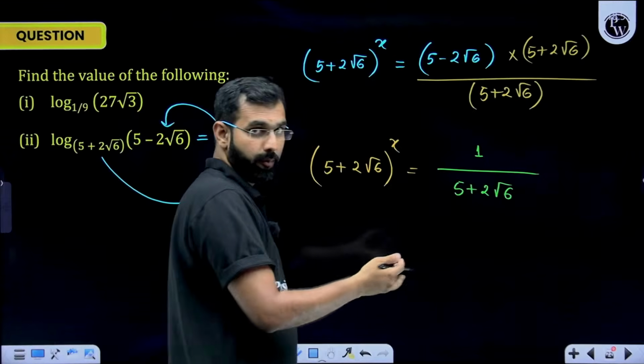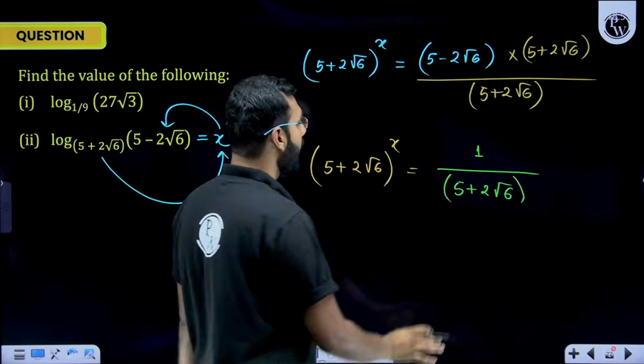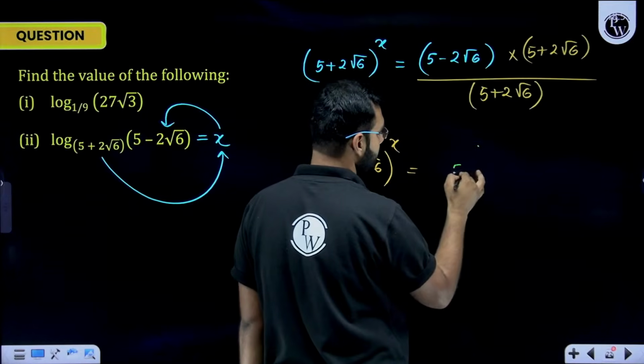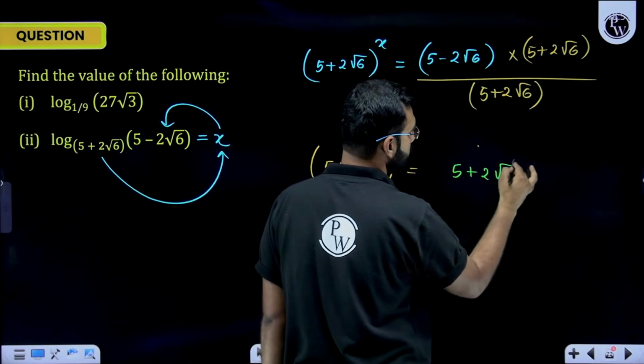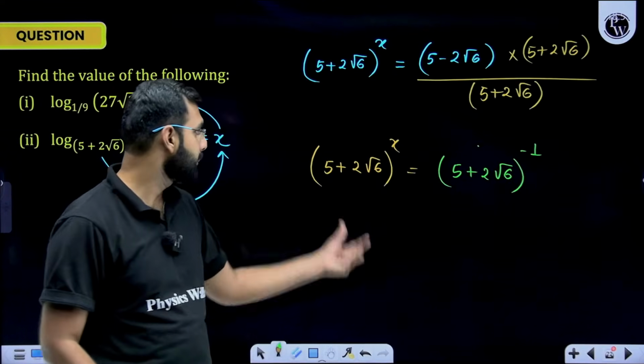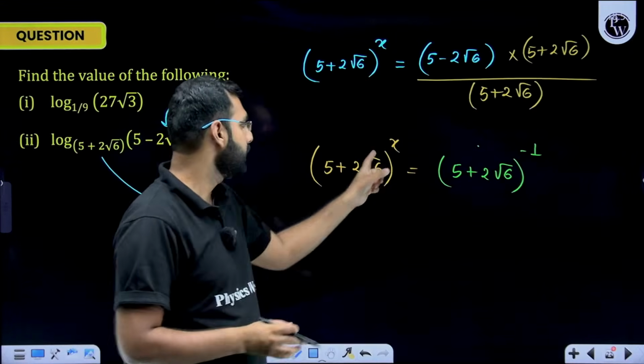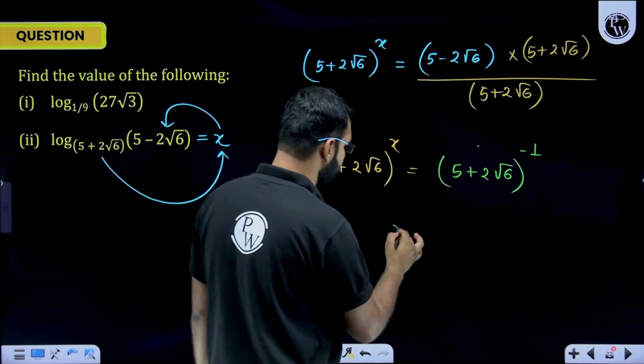So 1 upon 5 plus 2 root 6. If I wish to take it in the numerator, what will I do? I'll say 5 plus 2 root 6 should be raised to the power minus 1. So here I hope you are understanding, the bases are the same, again non-zero, not even 1. So here powers can directly be compared and x will be minus 1.